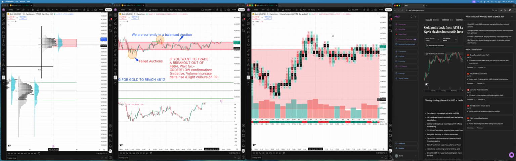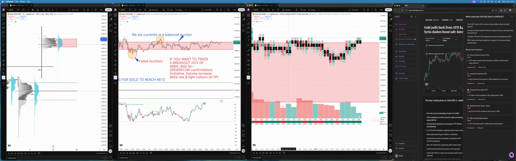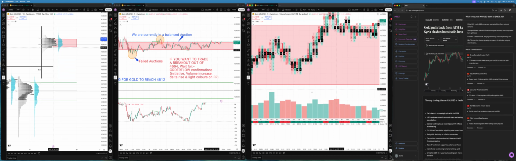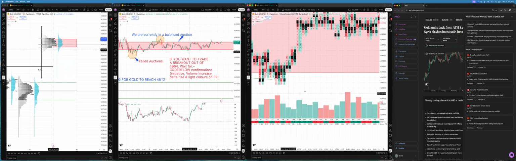You can see this is what is happening right now, just testing around the value area high. And see, even right now we're trying to break out, but today is a bank holiday, so we'll just remain in ranges. So I've given you just something short.